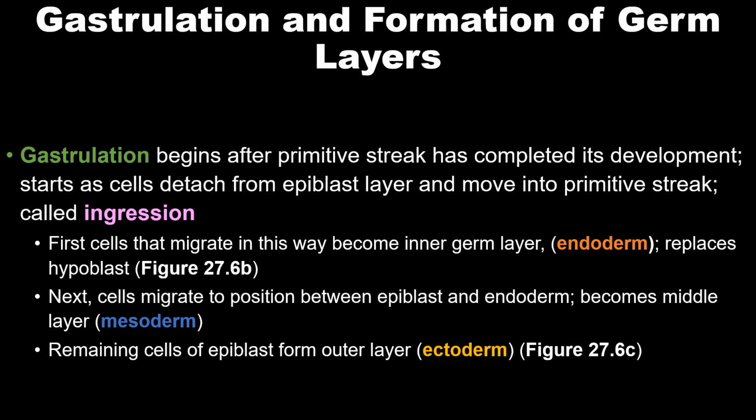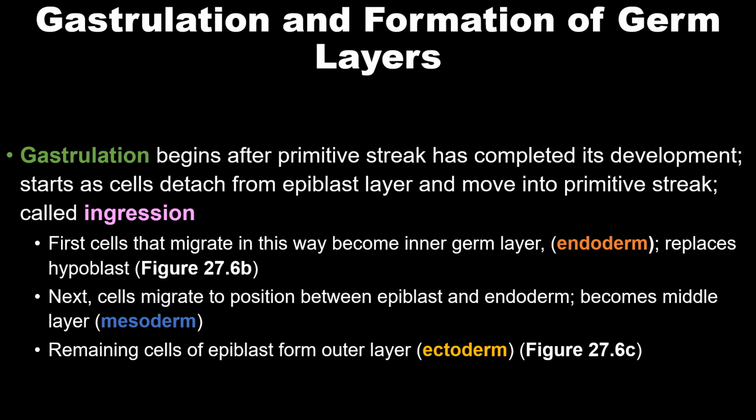And this is when the primitive streak has developed, and gastrulation begins. It starts as some cells detach from the epiblast layer, moving into and then underneath the primitive streak in a process called ingression. The first cells that migrate this way become the inner germ layer. This is called the endoderm, and this actually replaces the hypoblast.